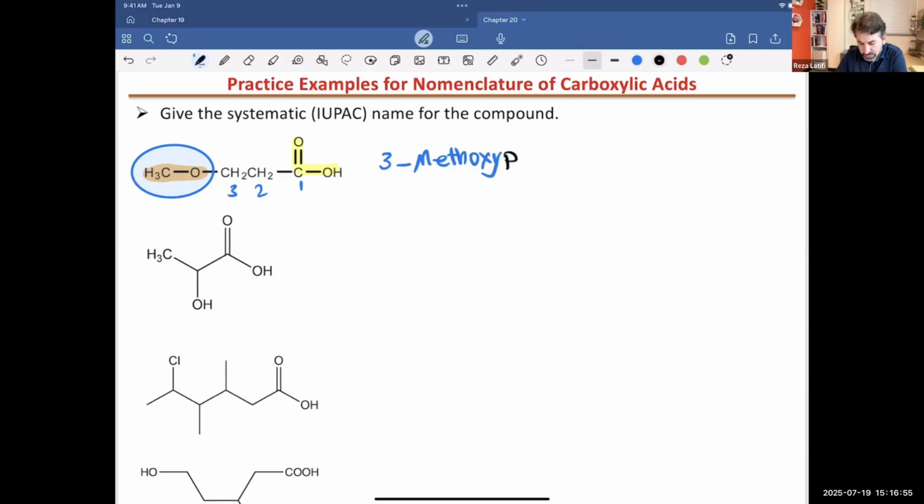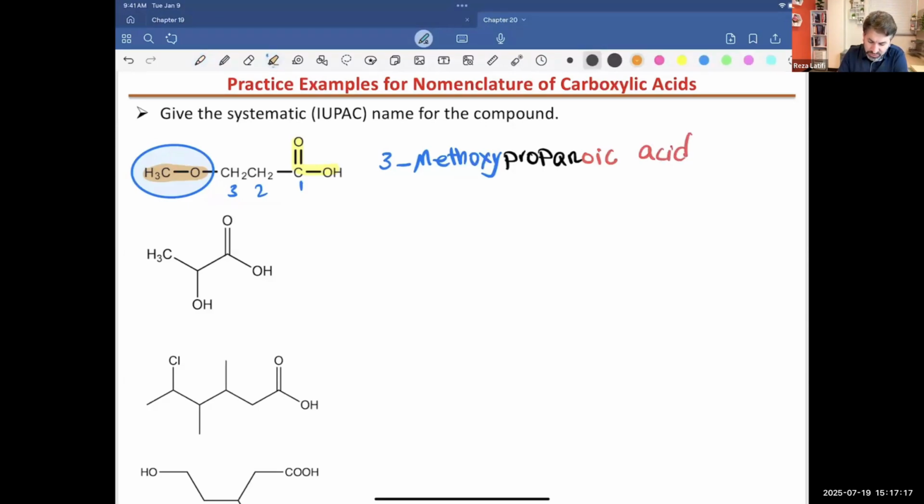And next, my molecule is made of 3 carbons. So this one will be a propane. And I'm going to get rid of the E, replace it by OIC, and I will add acid at the end of the name. And that's going to be the correct way to name it.